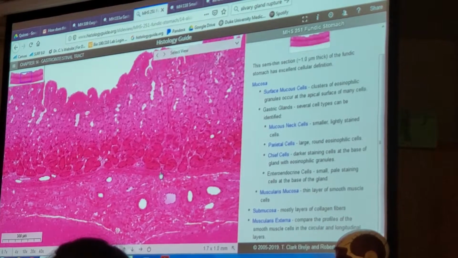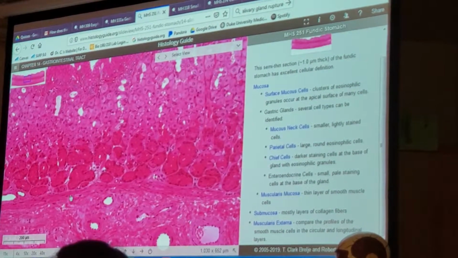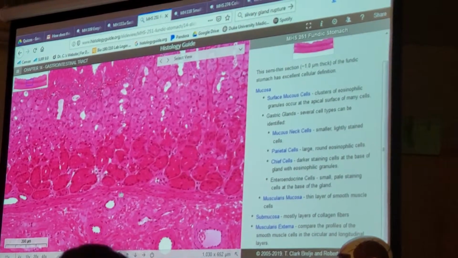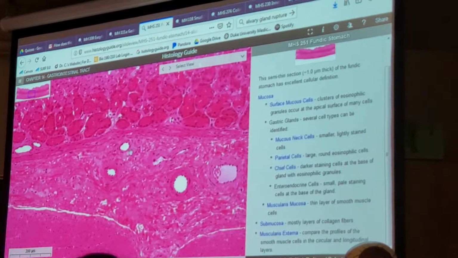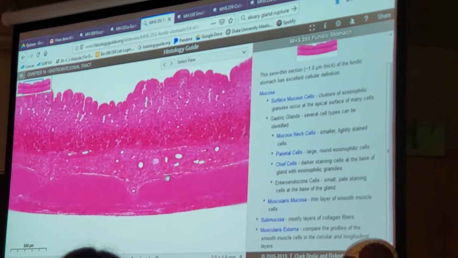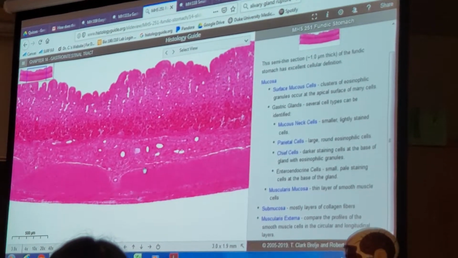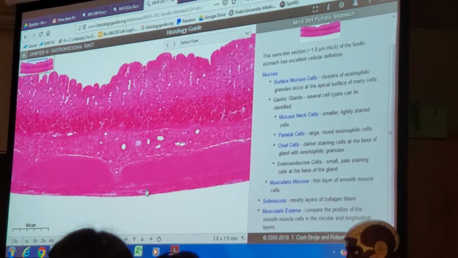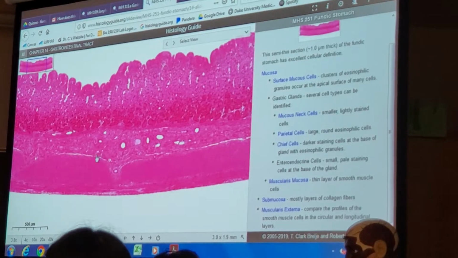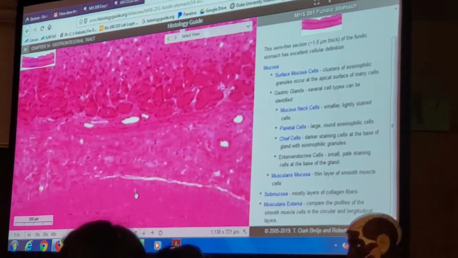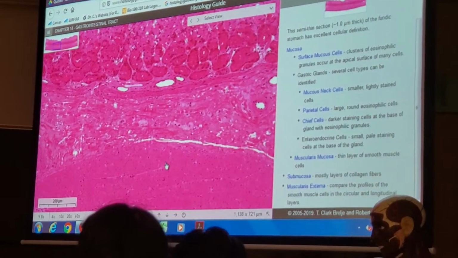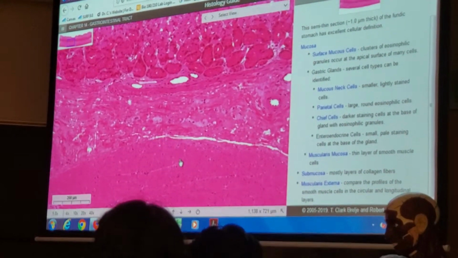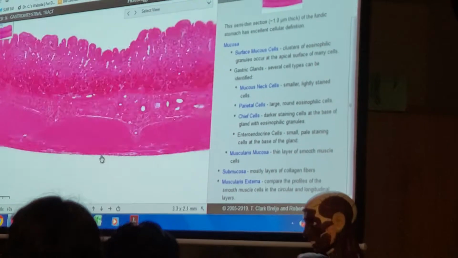There's very thin muscularis mucosa. You see it? Very thin. Then you're into submucosa. Not much to say in the stomach. And then you're into your circular and longitudinal layers. Somewhere in here is going to be a third layer, not easy to see. The obliques don't show up very well. They're hard to tell apart from the circular layer. So that's stomach.